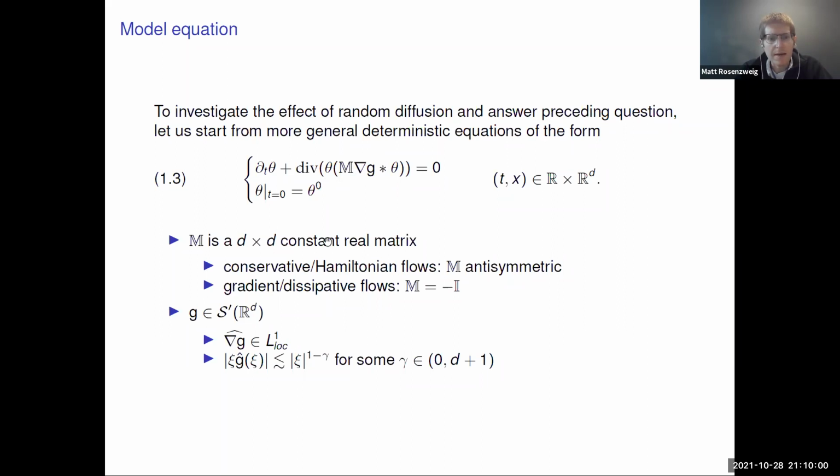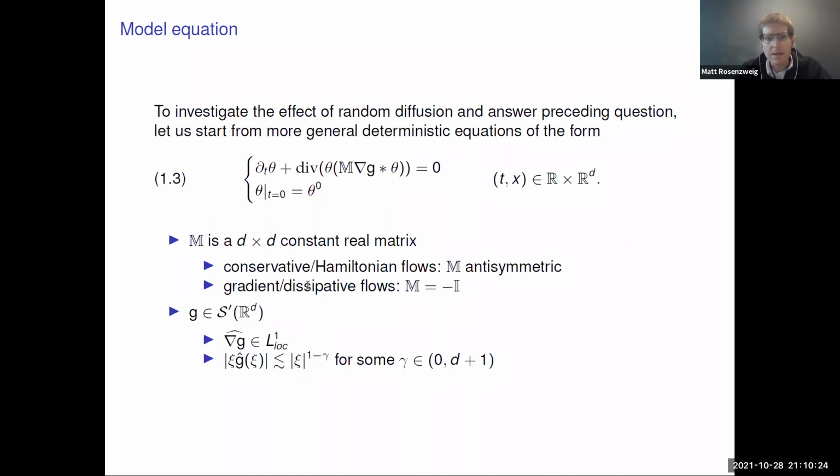So I've already told you what M is. There are several meaningful choices of M. If you take M to be anti-symmetric, you get a conservative or Hamiltonian flow. This corresponds to, for instance, the SQG case. But if you take, say, M to be minus the identity, then you get a gradient or dissipative flow. And this corresponds to the zero diffusion PKS equation that we saw at the very beginning.